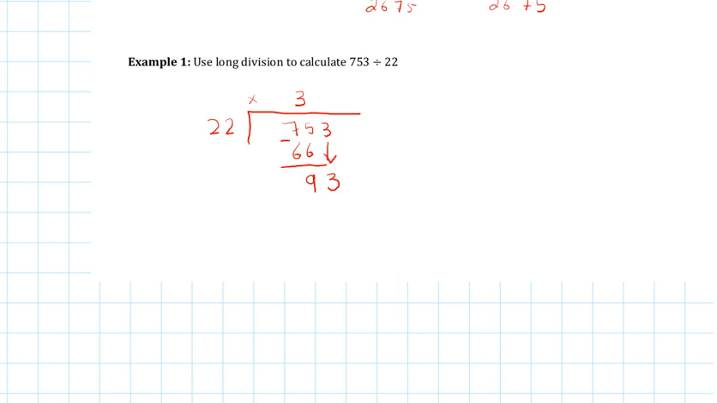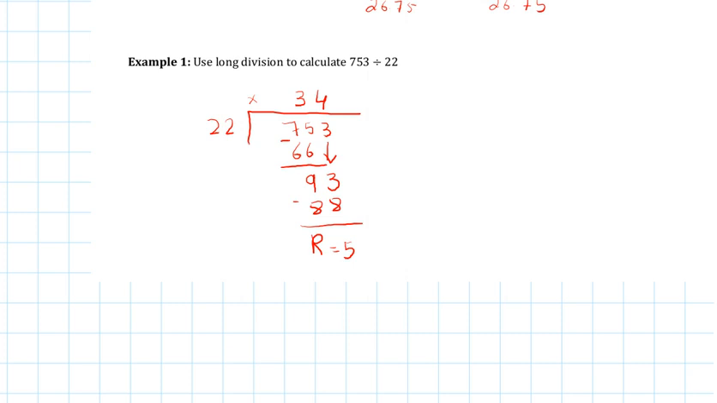Perfect. Bring down the 3. That gives you 93. How many times does 22 go into 93? That is 4. 4 times 22 is 88. Do the subtraction, and you're going to end up with a remainder of 5. Remember that whatever answer you get after the subtraction should always be less than 22. Otherwise, that means you've used one less multiple.